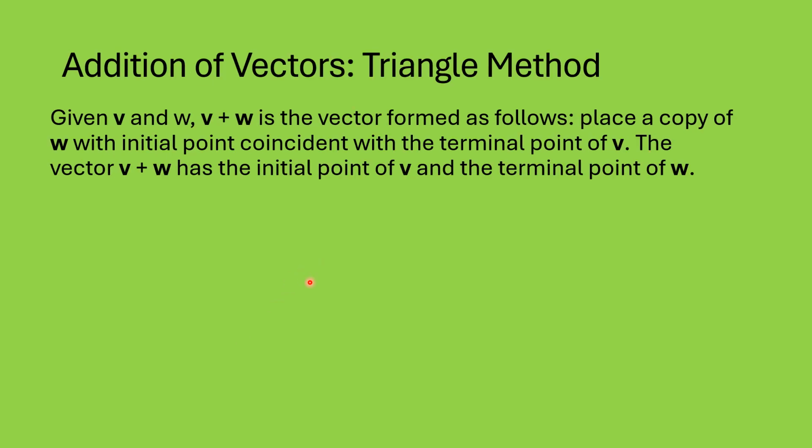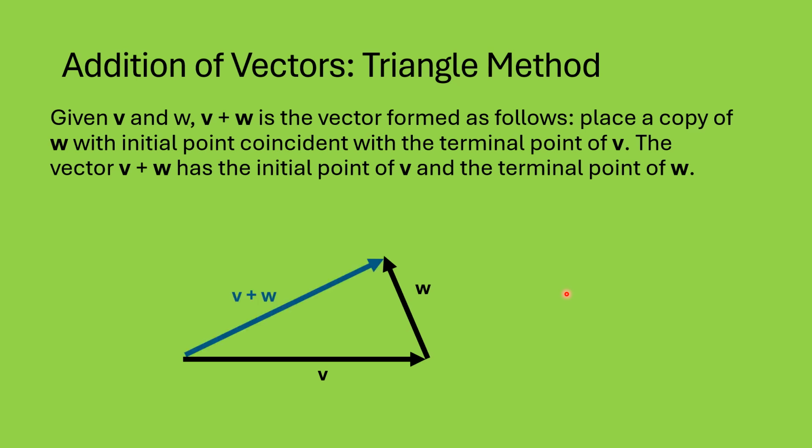Addition of vectors. Given V and W, two vectors, V plus W is the vector formed as follows. Place a copy of W with its initial point coinciding with the terminal point of V. The vector V plus W has the initial point of V and the terminal point of W. So there's our V vector. Now we add the W vector to it. We go to the end of the V vector to put the initial point of the W vector, and then we draw a line from the initial point of V to the final point of W. So that's how we would draw this, the triangle method.